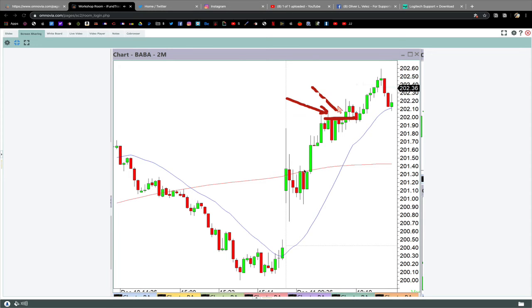Boom, long, and boom, long into the pullback. And I was out on this run to the upside here. And that made up for the loss. You did the same, Tony? Awesome.